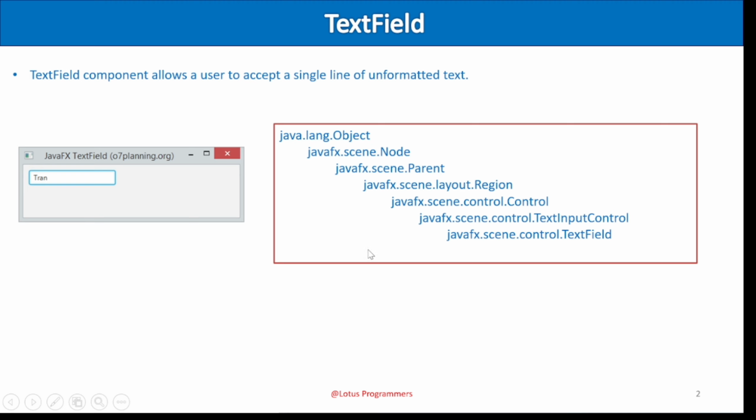The text field control is defined in the javafx.scene.control package. The parent class for text field is text input control. The parent class for text input control is control. Likewise, the supermost parent class for all graphical user interface controls in JavaFX programming is node, and the parent for node is the object class.